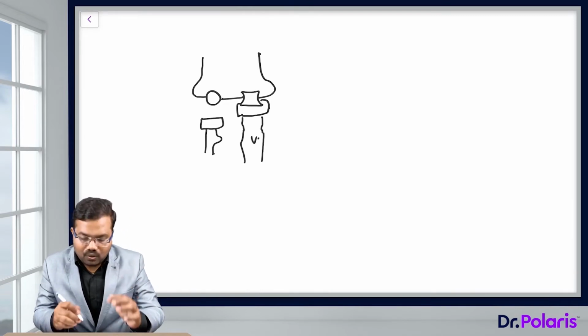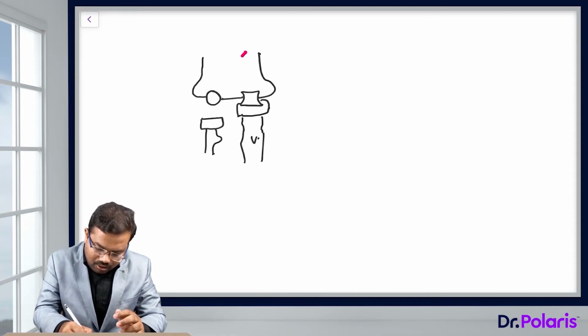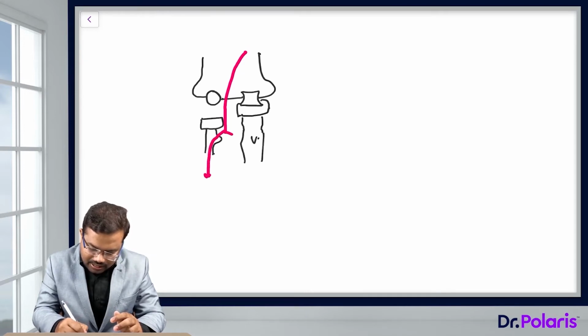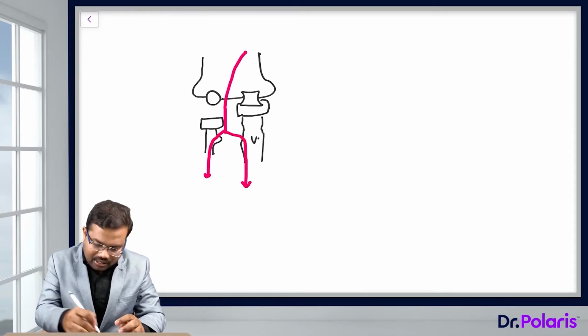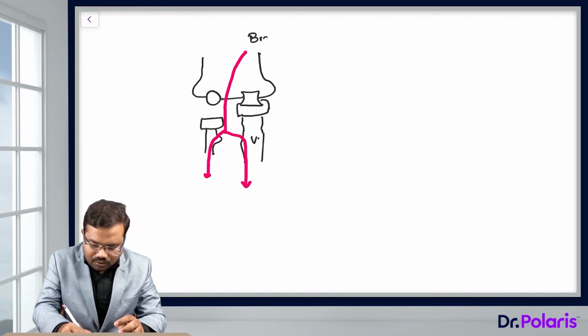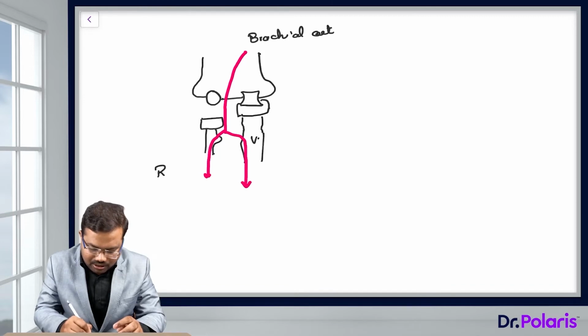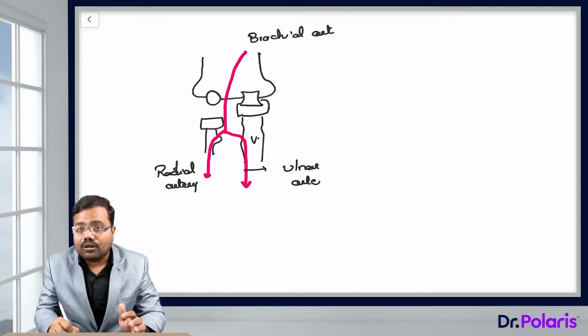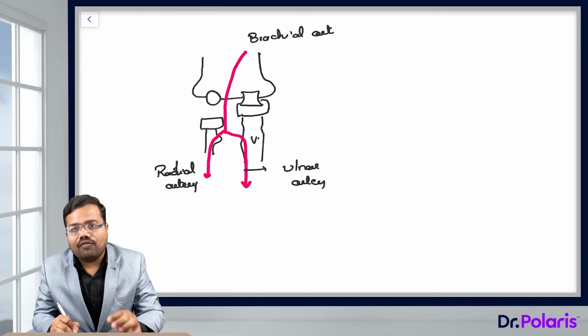Okay, now the brachial artery will be continuing all along up to the neck of the radius, where it divides laterally into the radial artery and medially into the ulnar artery. So this is what I want to say: the brachial artery divides into the lateral radial artery and the medial ulnar artery. These are the two arteries which will be supplying the anterior compartment of the forearm.